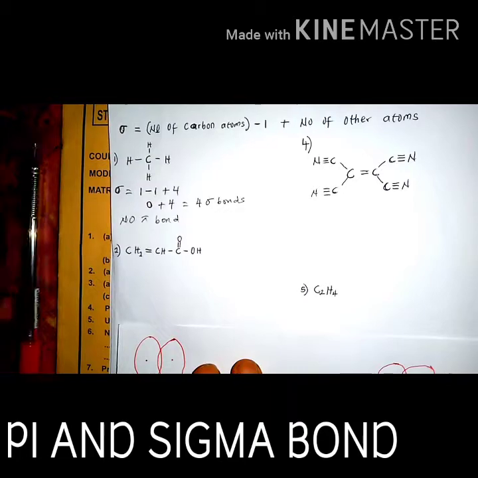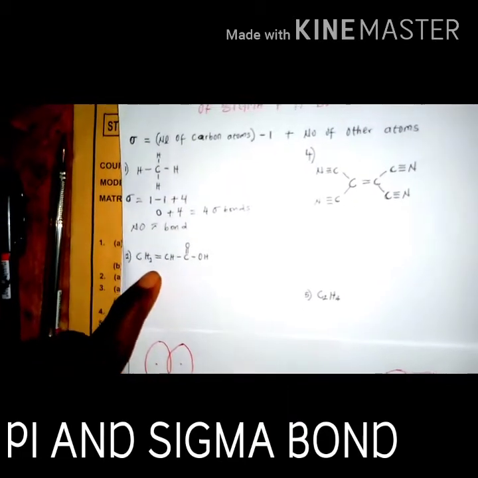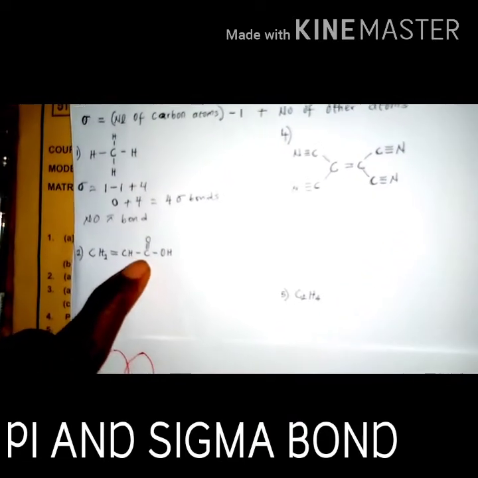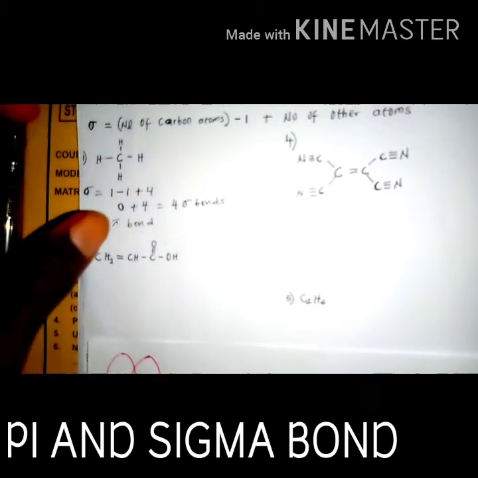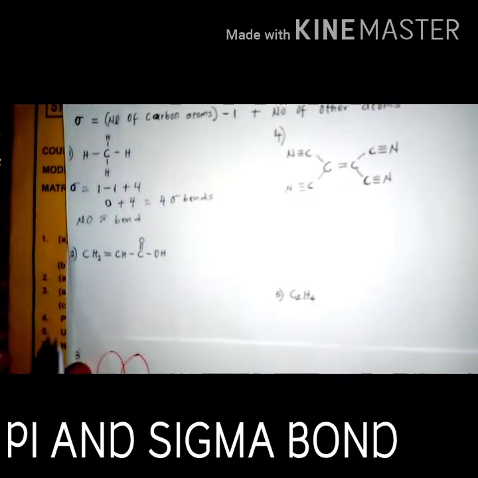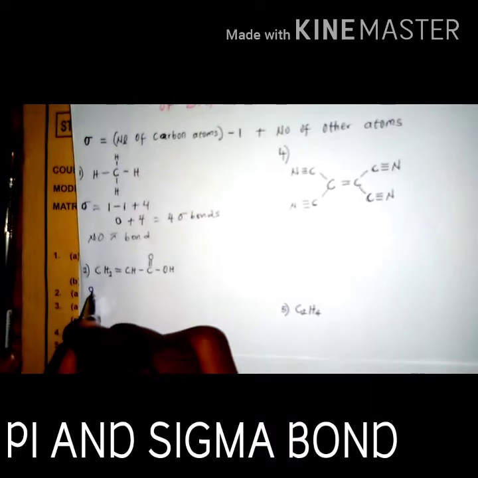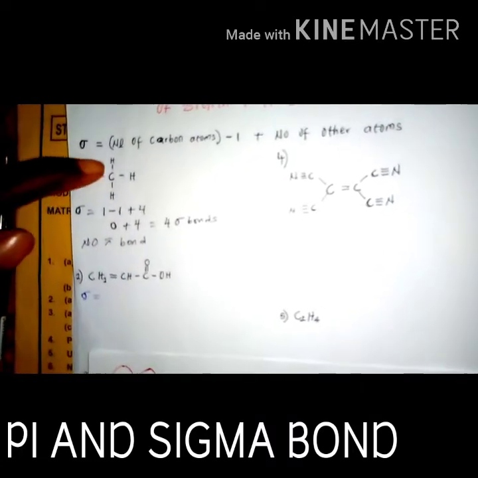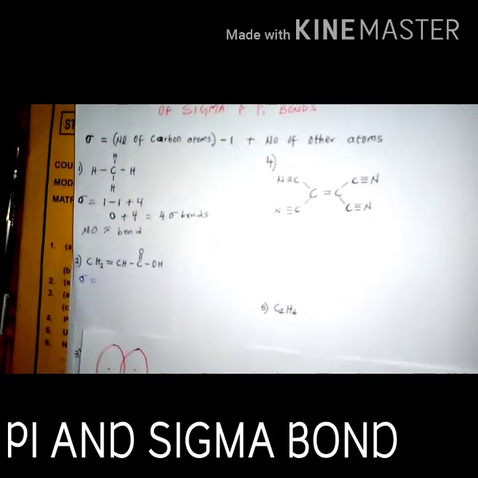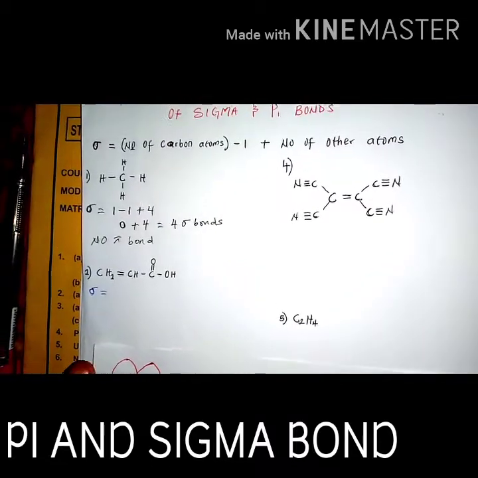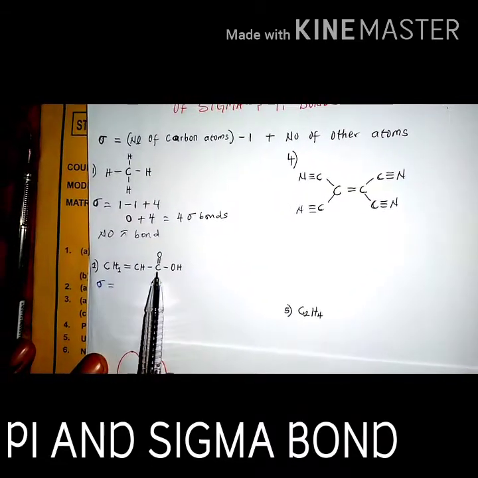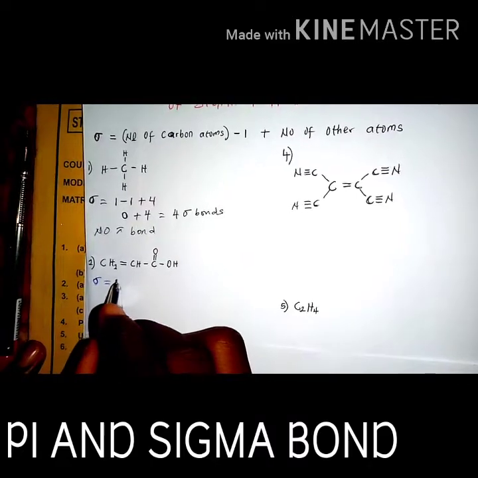Now question 2, we have this molecule CH2 double bond CH, single bond C, single bond OH, then we have double bond oxygen here. Now applying our formula also, number of carbon atoms. Now how many carbon atoms do we have in this structure? Let's count. 1, 2, 3. We have 3 carbon atoms. So I bring it down.